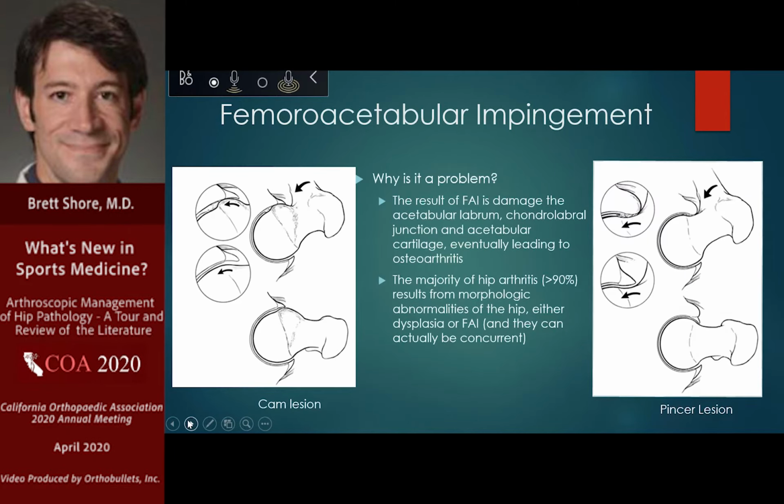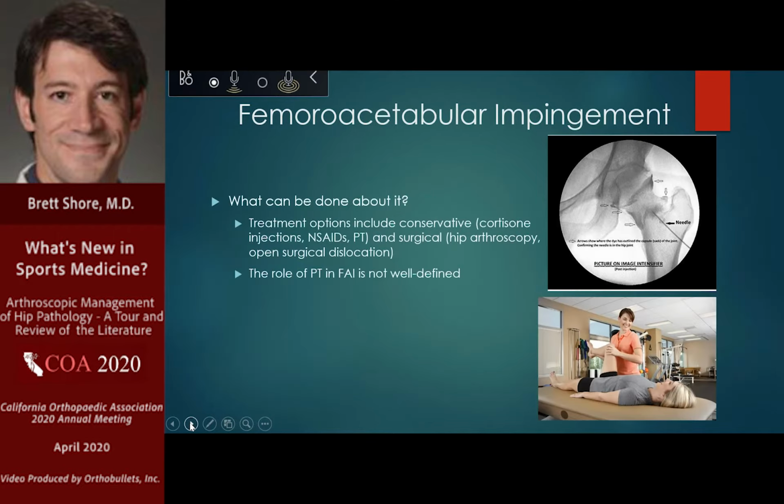Why is FAI a problem? Well, the biggest reason that it's a problem, and I'm going to go over this quickly because I think most of the people who are listening are familiar with the basics of FAI. Basically, FAI is a problem because it causes damage to the acetabular labrum, chondrolabral junction, and acetabular cartilage, which eventually leads to arthritis. Additionally, the majority of hip arthritis, over 90%, comes from morphologic abnormalities of the hip, either dysplasia, too shallow a socket, or FAI, which is essentially too constrained a socket. And these can sometimes occur in the same patient.